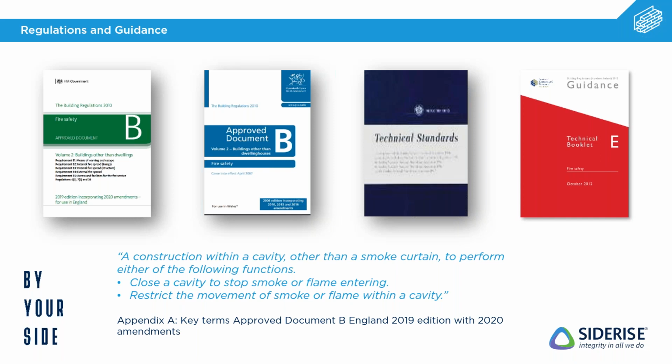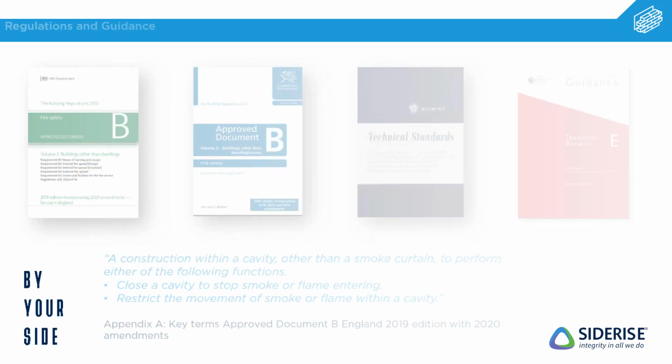And that is, as defined there on the screen, and that's directly quoted from Approved Document B for England, a construction within a cavity, other than a smoke curtain, to perform either of the following functions: to close a cavity to stop smoke or flame entering, or to restrict the movement of smoke or flame within a cavity. So the reason why that definition is very important is it's telling us the whole job of that cavity barrier, that product. So that's going to immediately tell us where they need to be located and what they need to actually do in these locations, which we'll go into a bit more detail in a few slides' time.